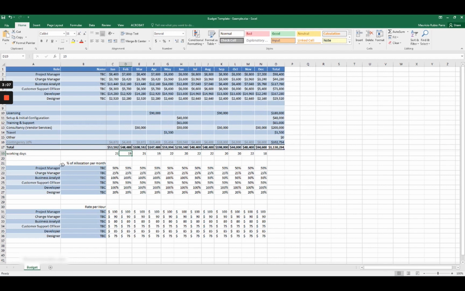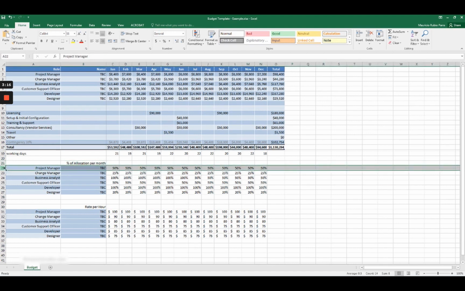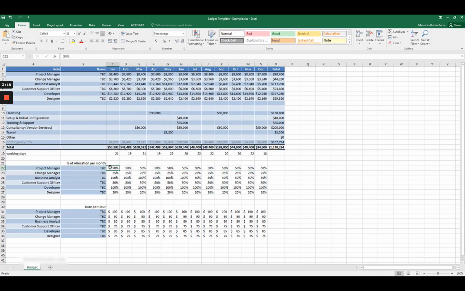And below, I've added the percentage of allocation for each person per month. So for example, the project manager, he's going to be working throughout the whole project 50% of his time. So half of his time, he's going to be working on this project, right? And we're assuming this project is going to take a whole year, right? But if this was a project of 6 months, then you just delete these other months that you're not going to need in your calculations.